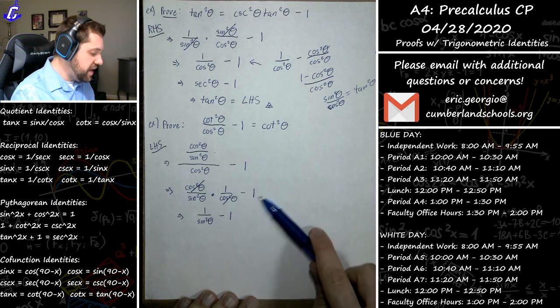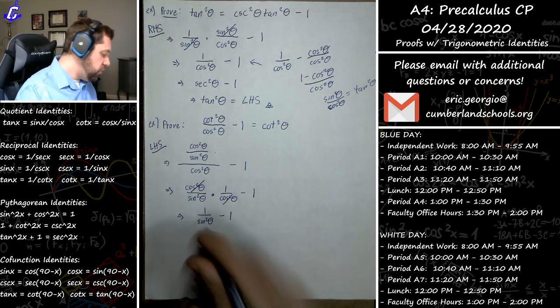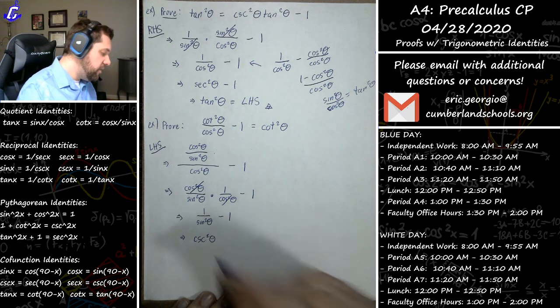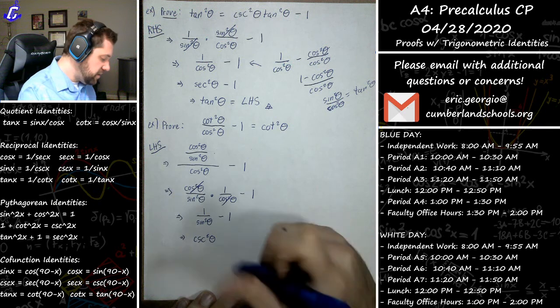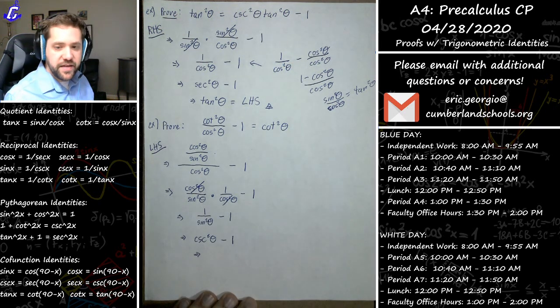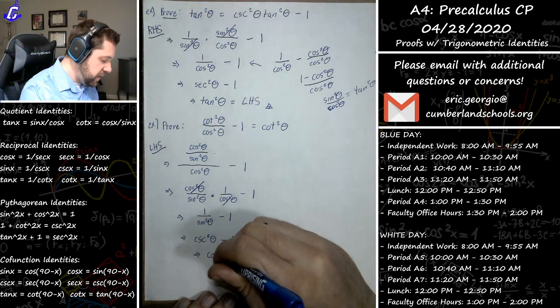Again, a tempting mistake is to do 1 minus 1. This is a completely separate term. Please don't touch it. 1 over sine squared, though, we can now write as the cosecant squared of theta. Very similar to the problem up here, actually. Minus 1. Well, that's just our Pythagorean identity. The cosecant squared of theta minus 1 is the cotangent squared of theta.